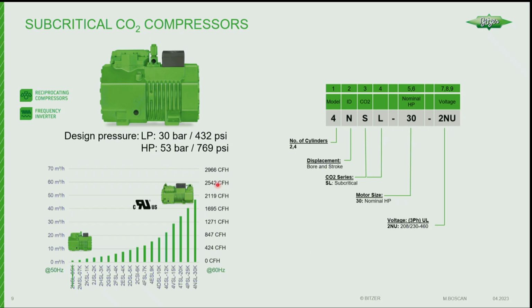For the SL series, we have up to a 4-cylinder, 30 horsepower. That's the biggest SL series. The pressures are shown here: on the low side, 432, on the high side, 769. This is important for designing systems, obviously. You know the pressure limits of the components. But if you happen to be doing some sort of replacement of a compressor or retrofit, and you want to leak check by pressurizing it, you can't exceed 432. Because if you exceed 432, the discharge side will hold, but the suction side won't. So the low pressure side.